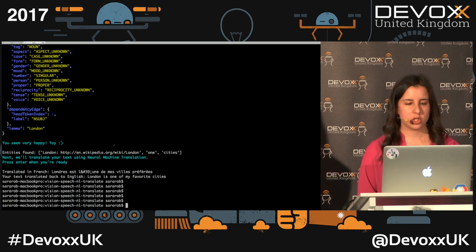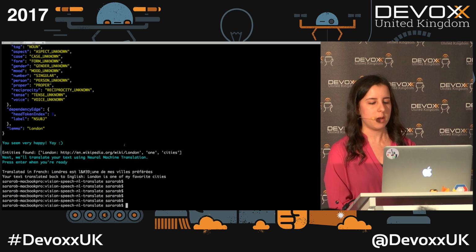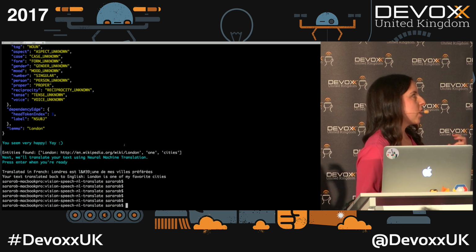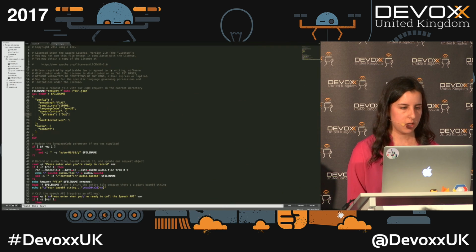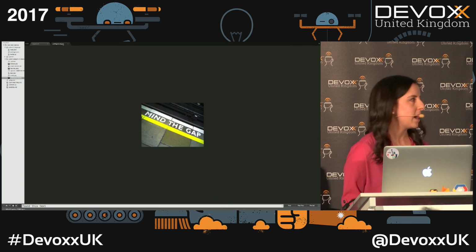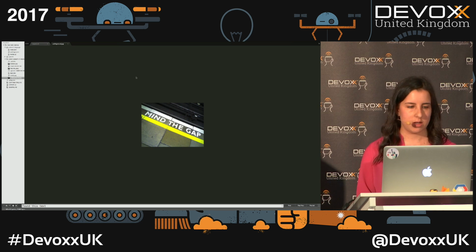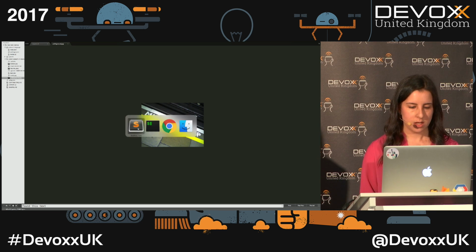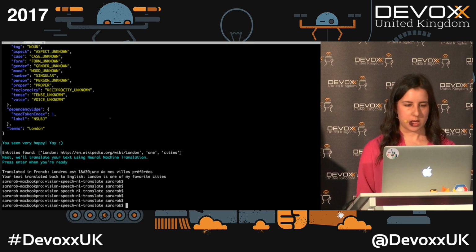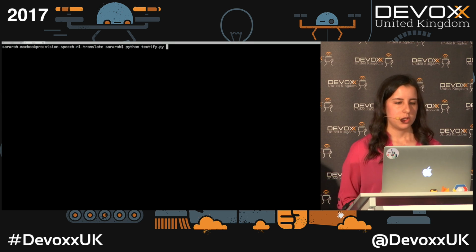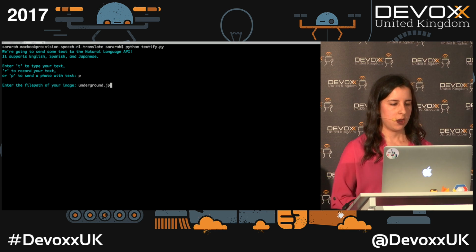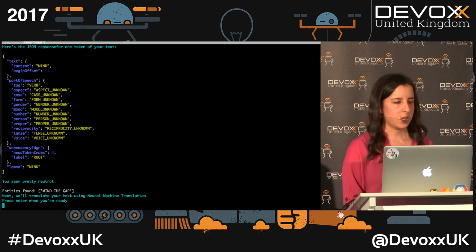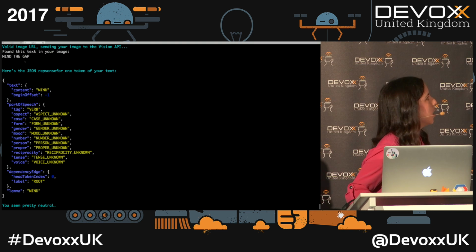And one other thing I wanted to show you with this is how you can combine this with an image analysis API to extract text from an image, and then maybe you want to translate that text. So I have here just a picture of the Mind the Gap sign from walking around in London. Let's see what happens when I send that to the Vision API and then to the Translation API. So I'm going to send a photo, and it's going to ask me the file path of my image, underground.jpg. And so we can see that it found the mind the gap text in the image.